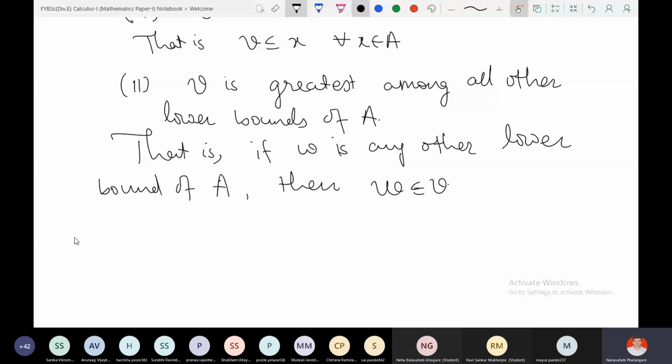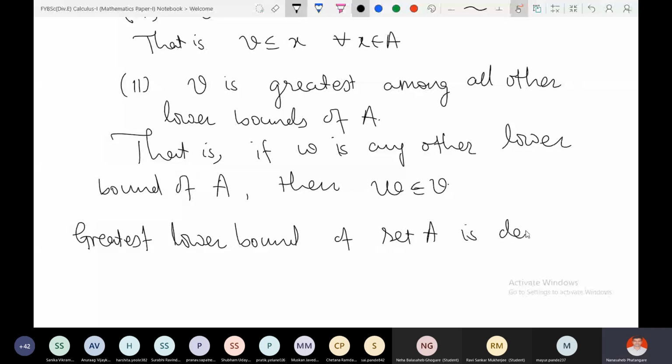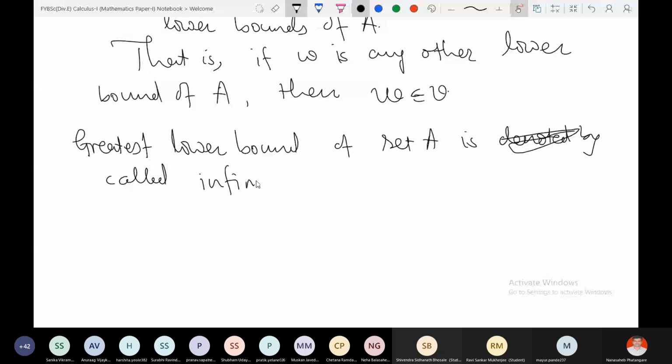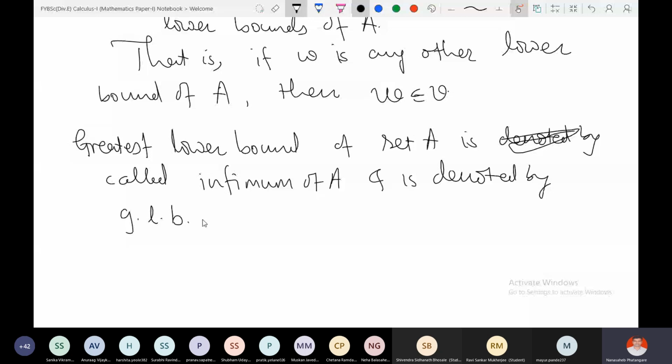So the greatest lower bound of set A is called the infimum of A, and is denoted by inf A.